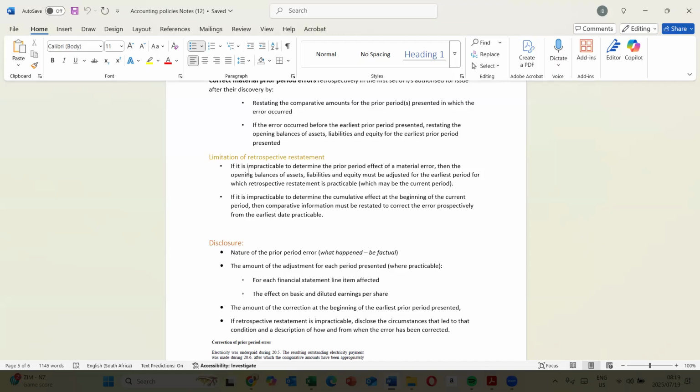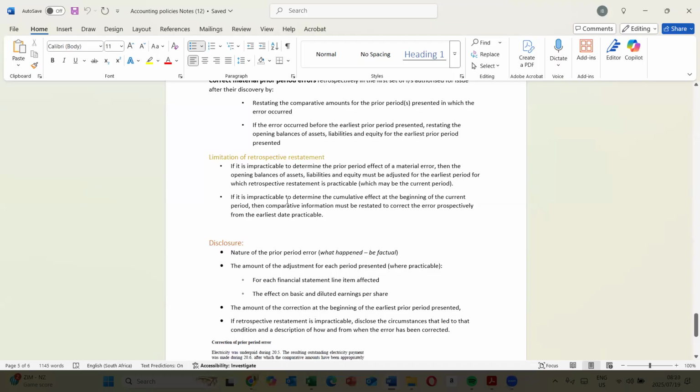We don't have the old information. Let's take, for example, we lost it, especially back in the days where companies used to keep hard copies. Maybe they lost the old information. So in those circumstances, it becomes impractical to actually adjust the old financial statement. So what we do in those circumstances is we just amend the opening balances for the current year. Then we account for it just for this year.